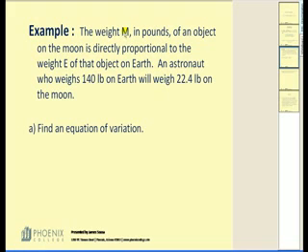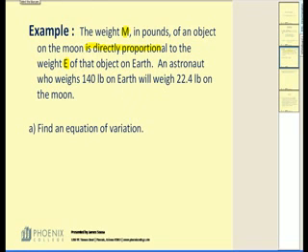The weight m in pounds of an object on the moon is directly proportional to the weight E of that object on Earth. An astronaut who weighs 140 pounds on Earth will weigh 22.4 pounds on the moon. Find an equation of variation. Okay, so our goal is to find the equation that represents the relationship between m and E.